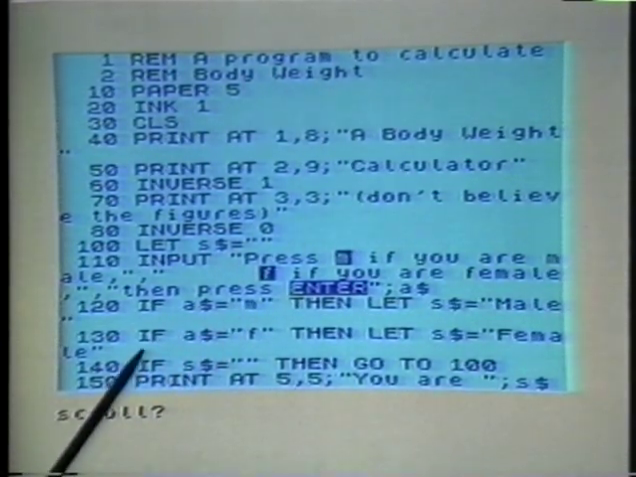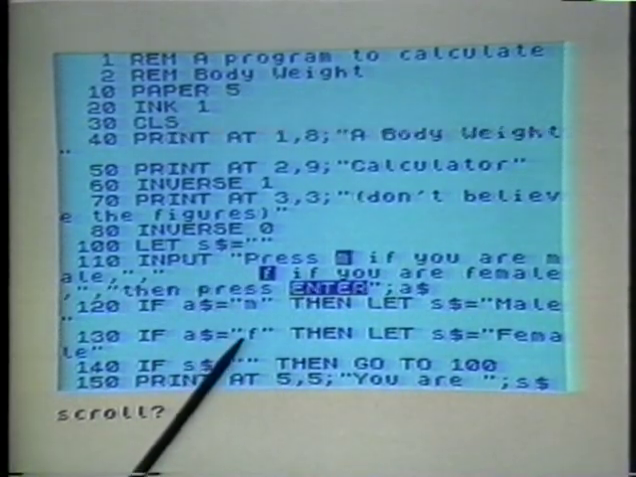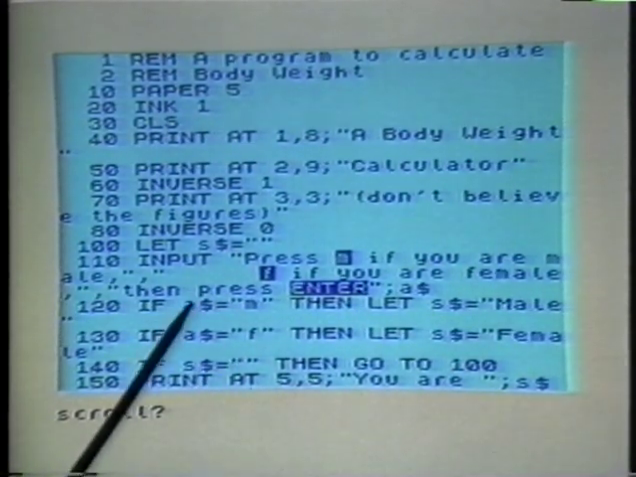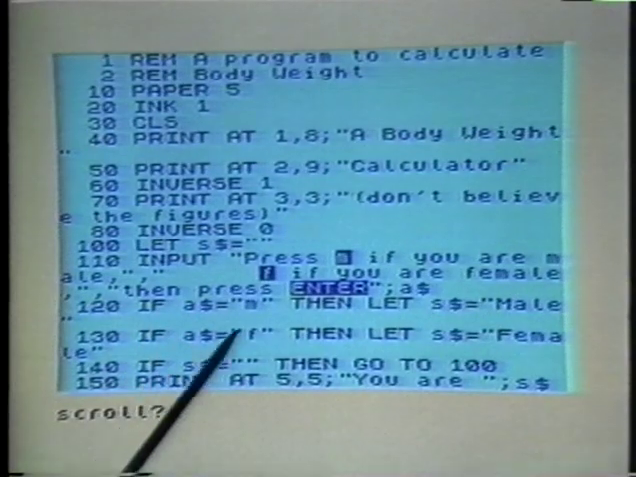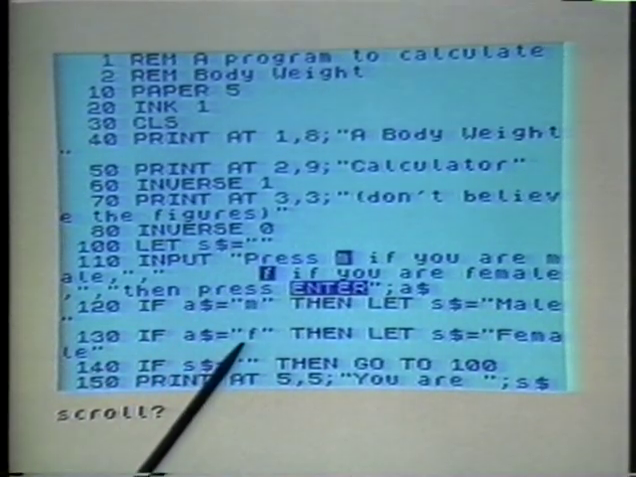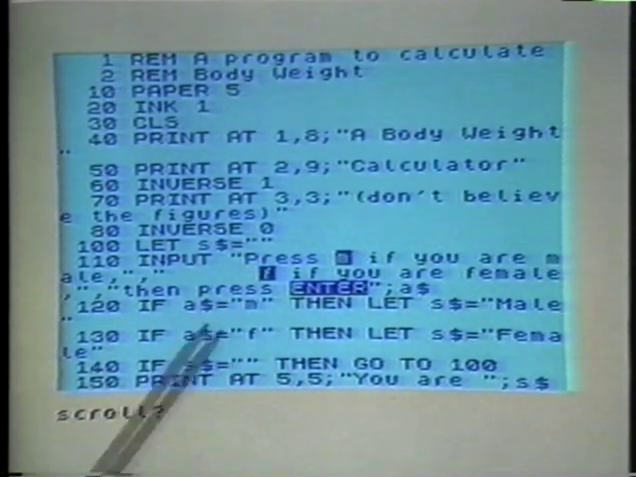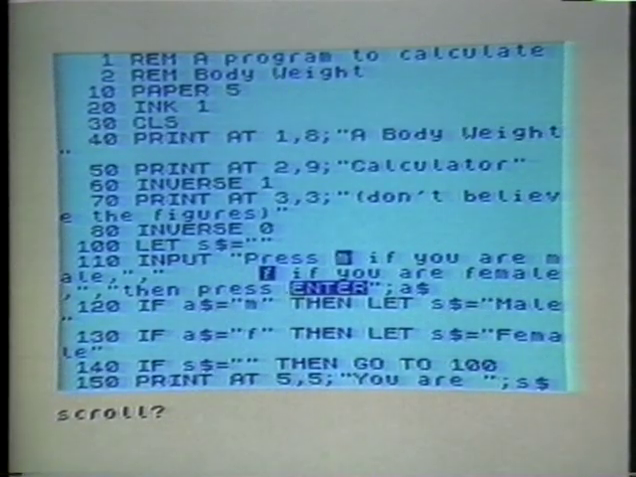The next statement, if A$ is equal to F, asks another question about the same variable. Was it an F that we typed in? M and F were the two values that were expected by the program.